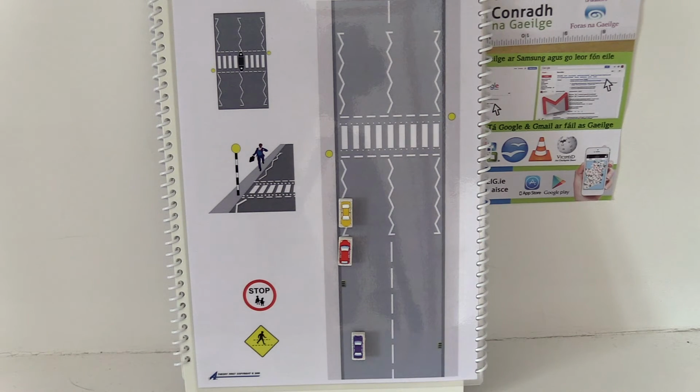Next we have hazards. It appears that this candidate lost marks under reaction to hazards, which is all about planning ahead and anticipating. So let's have a look at that now. Hazards. Two marks on hazards. It's important to plan ahead and anticipate as best you can.